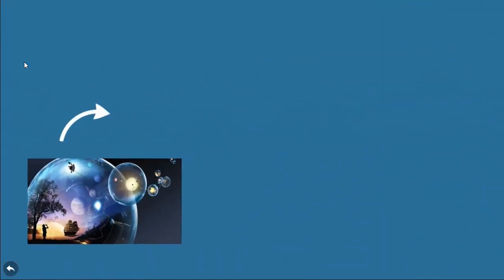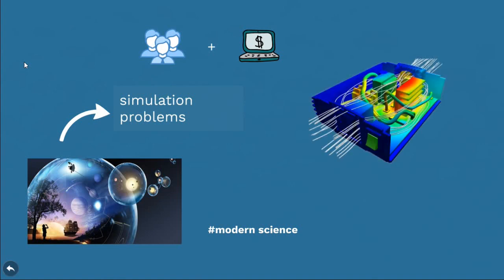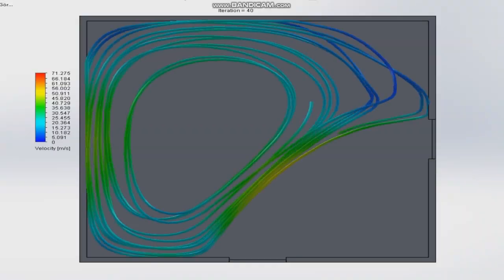Simulation problems have become a large part of modern science. Repeating experiments and recording the results in real life requires a huge labor force. Millions of scenarios can be modeled through simulation to obtain results. One of these problems is computational fluid dynamics, also known as the CFD problem. CFD is a branch of fluid mechanics that uses analysis methods to analyze and solve problems involving fluid flows.